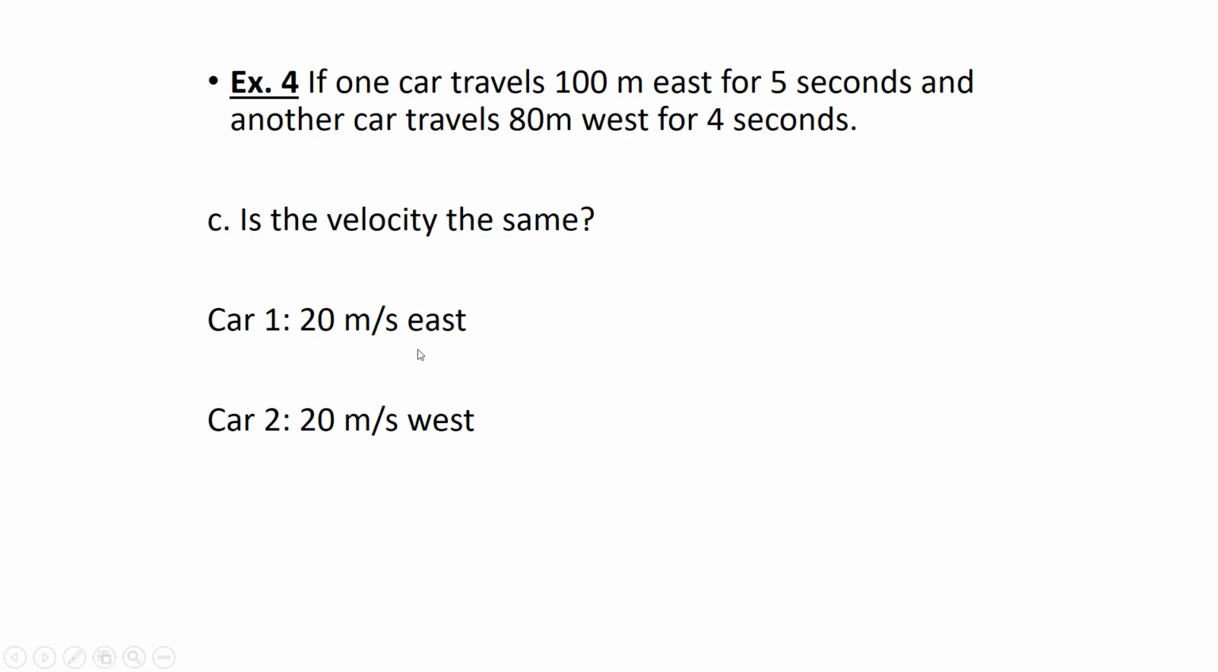If someone tells me to go 20 meters per second east and I go 20 meters per second west, am I going to end up where I need to go? There's no way. So that's going to be important. For velocity, east and west are going to be two different things. And so they would not be the same, because for speed you ignore direction.